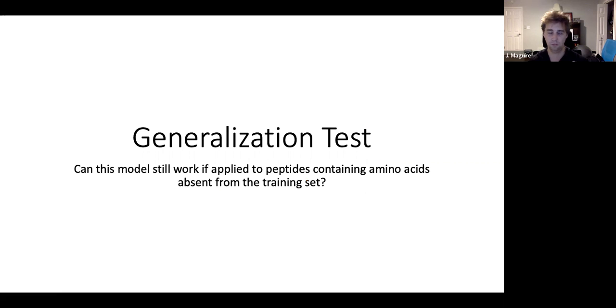So this is sort of part 2 of 2 in terms of analysis. This Rep 2015 representation is pretty special in the sense that it doesn't explicitly label, like it doesn't one-hot encode, amino acid type. In theory, we could pass in a cyclic peptide that has a new amino acid type and we would not have to retrain the model. Even though that technically works, we want to test to see if that practically, scientifically works. And so this next test is the generalization test. Can this model still work if applied to peptides containing amino acids absent from the training set?